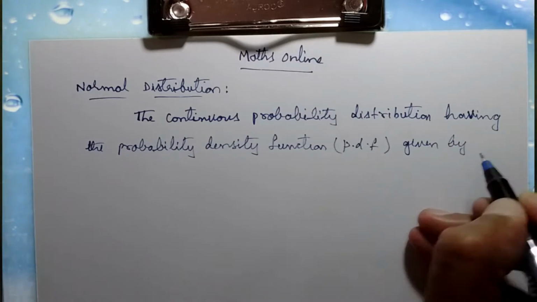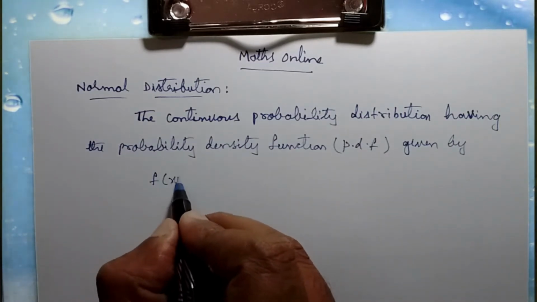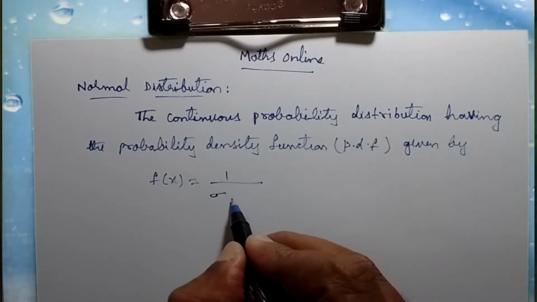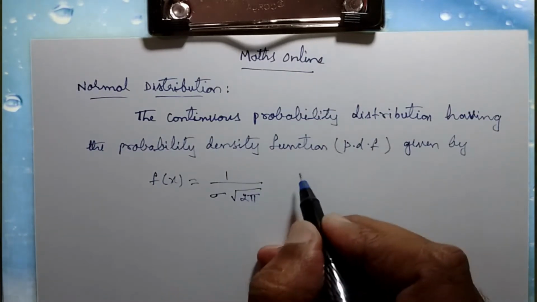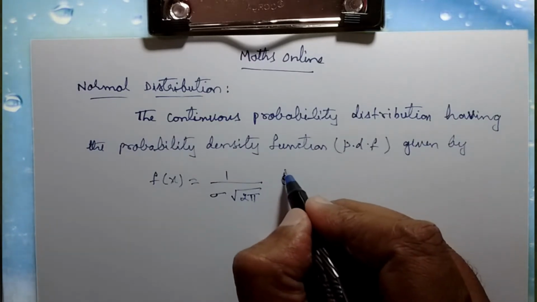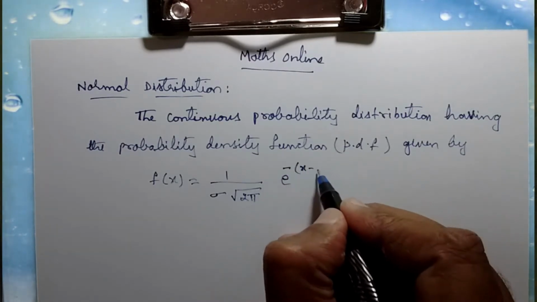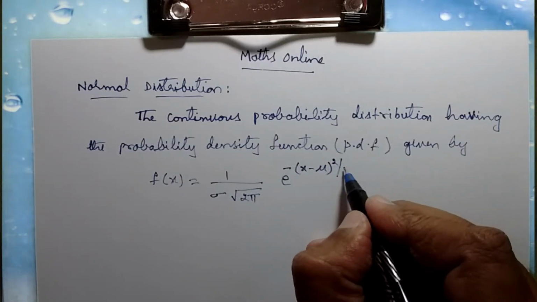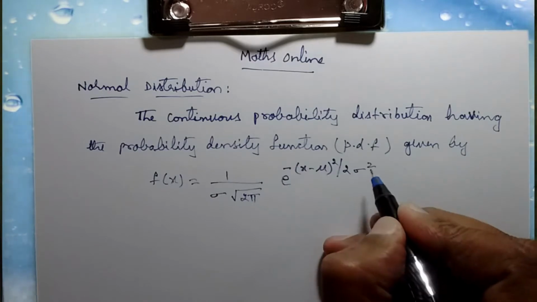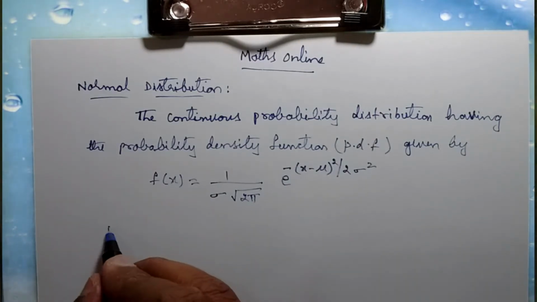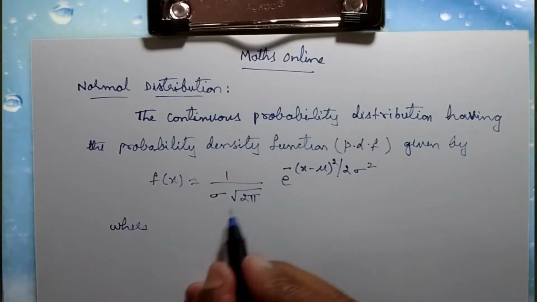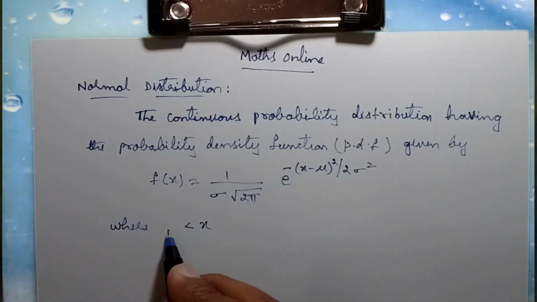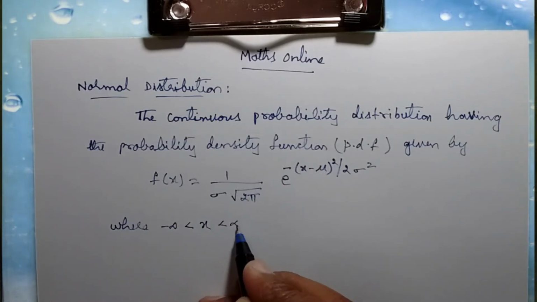This probability density function for the normal distribution is given by f of x is equals to 1 by sigma square root of 2 pi, e power of minus of x minus of mu whole square, divided by 2 times of sigma square, where this value of x is ranging between minus infinity to plus infinity.